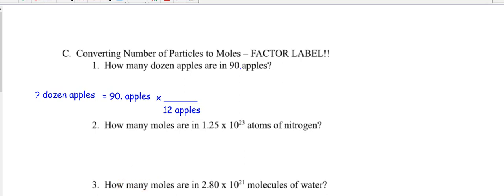And what goes on top? What unit am I looking for? Do I know a relationship between the number of apples and how many dozens I have? Yeah, I do. It's 12 apples in 1 dozen. Okay, so now what? Can I cancel things out? I sure can. Apples cancels out. What unit is left? Dozen is left. That's what I'm looking for. So I am ready to divide.